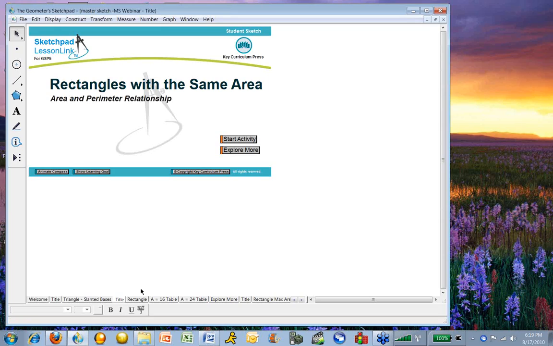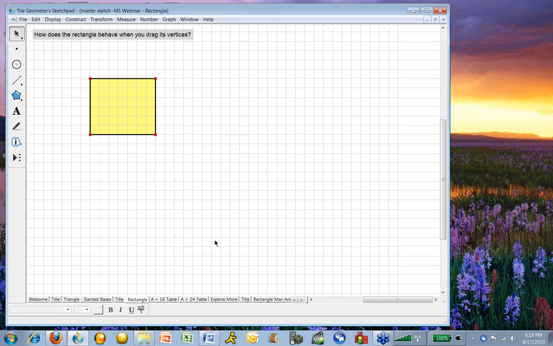It also helps in this particular problem. We're trying to get students to discover some things about perimeter and area of rectangles, and make sure that they're always working with a true rectangle. It forces them to work with a rectangle. So if you notice, someone else created this sketch, and no matter how I move this rectangle, it maintains its properties. I can't make it not be a rectangle.